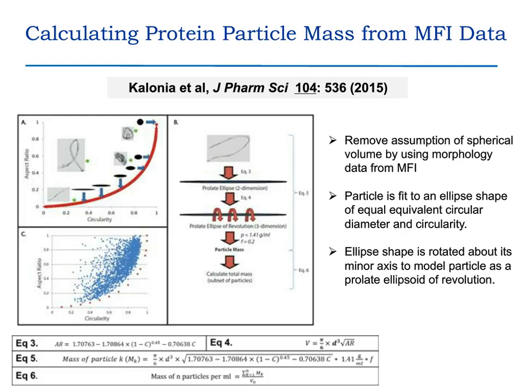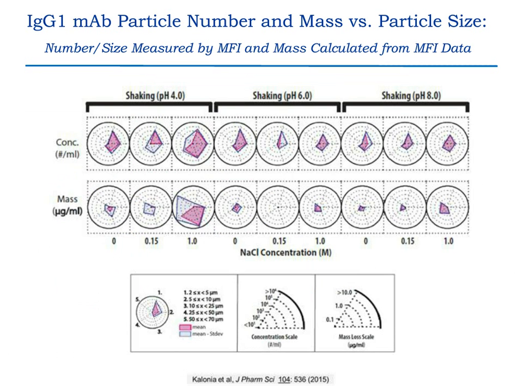But the take-home message for today is that, as shown in the next slide, we can now make radar charts that show not only the particle number and the particle size as shown in the concentration part of this radar chart, but we can also calculate their mass. So we can look across shaking at three different pHs, and we can see that the particle number changes, but we can also see that the weight changes depending on the stress and also on the formulation.